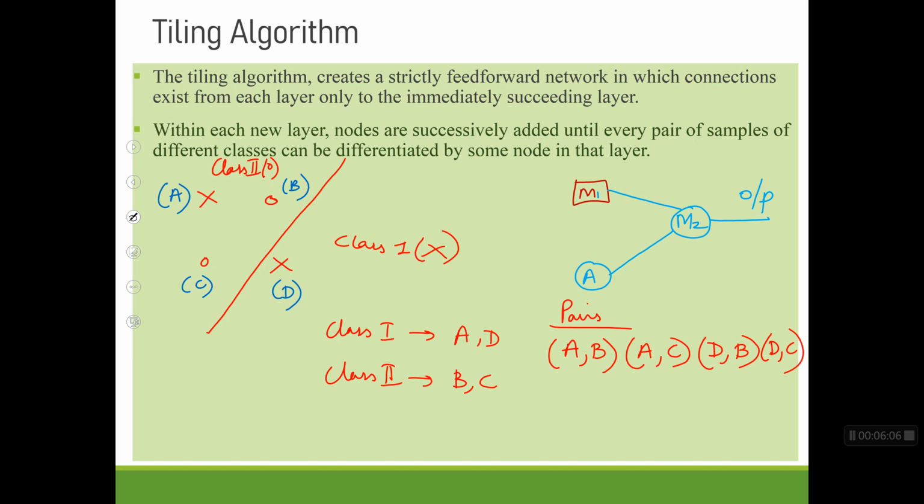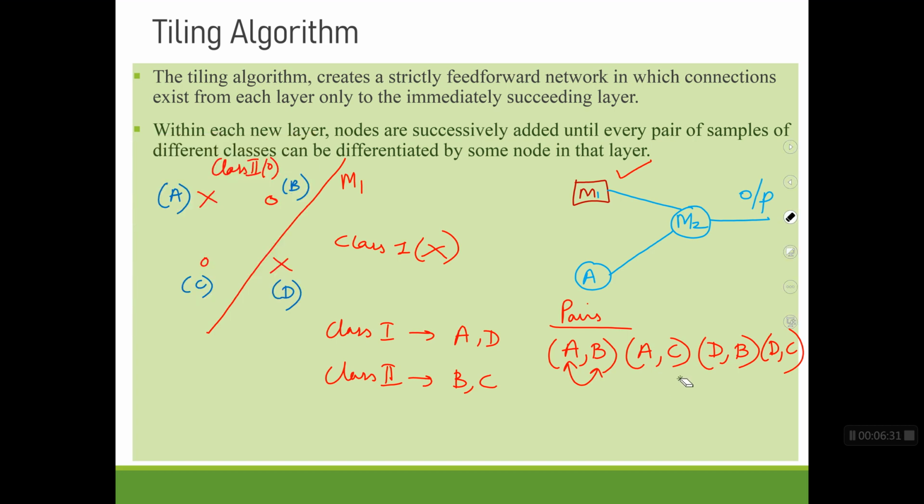Okay. Now whenever I have drawn my first line, which I have indicated as M1 here, corresponding to this node, I have to check which separation I have achieved. Have I been able to separate A and B? No. There is no separation between A and B here. So I have not been able to separate.